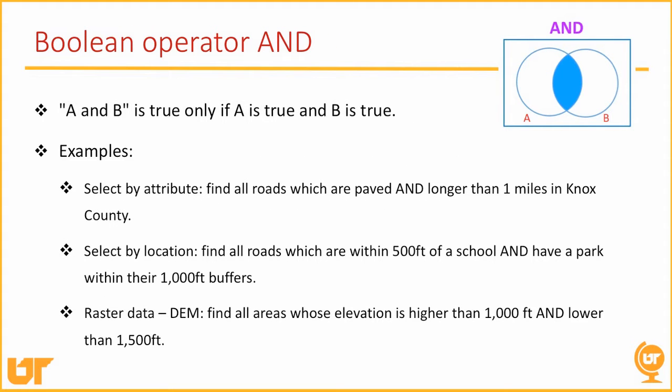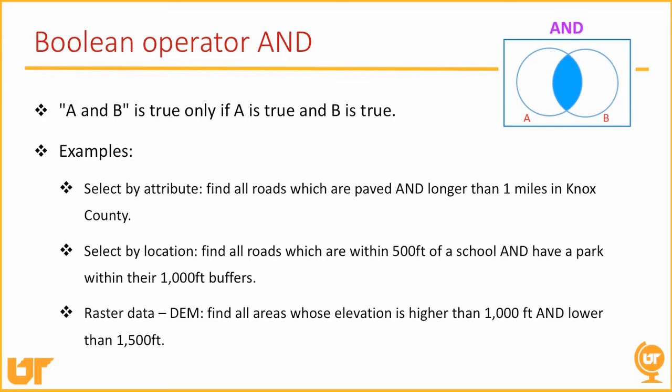Boolean operator AND. With the Boolean operator AND, the statement A and B is true only if A is true and B is true as well. In GIS, the operator AND narrows the search by instructing the search engine to search for all the records or features satisfying the first condition, then for all the records or features satisfying the second condition, and show only those records or features that contain both.